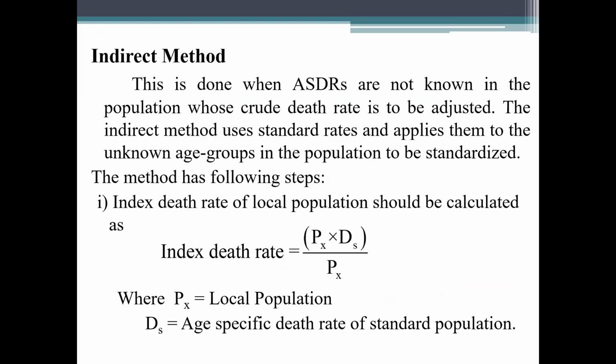The indirect method is used when age-specific death rates are not known in the population whose crude death rate is to be adjusted. The indirect method uses standard rates and applies them to the unknown age groups in the population to be standardized. The method has the following steps. First, we need to calculate the index death rate. That is, the local population multiplied by the age-specific death rate of a standard population, divided by the local population. That is what we call the index death rate.